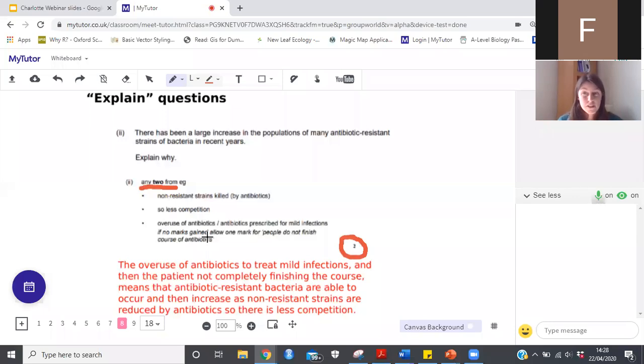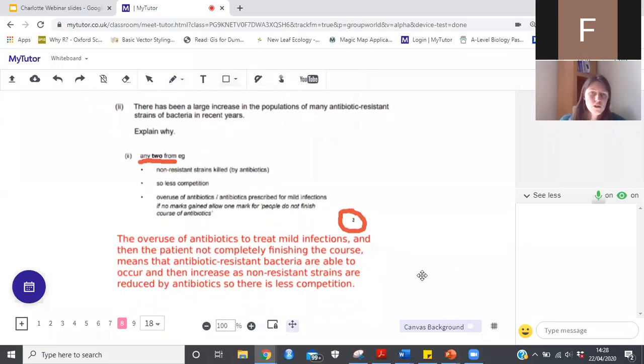So that gives you a bit of an insight into what they're looking for there. So I've written a model answer here as well. The overuse of antibiotics to treat mild infections and then the patient not completely finishing the course of antibiotics means that antibiotic-resistant bacteria are able to occur and then increase as non-resistant strains are reduced by antibiotics, so there's less competition. So that's kind of brought in lots and lots of the different elements mentioned in that mark scheme and put it into a complete sentence.